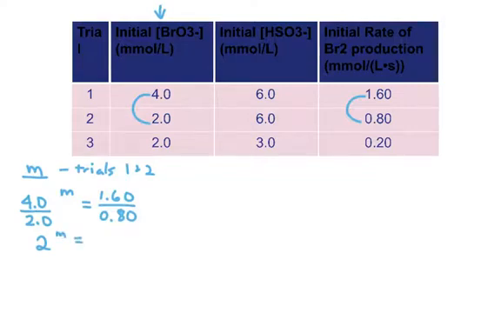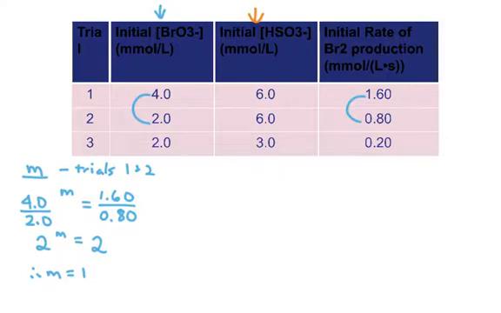Raised to the m, our rate is 1.6 divided by 0.8. That's also a doubling of the rate. Therefore, 2 raised to what gives us 2? If you're not sure, play around in your calculator if you need to, but 2 raised to the 1 will give us 2.